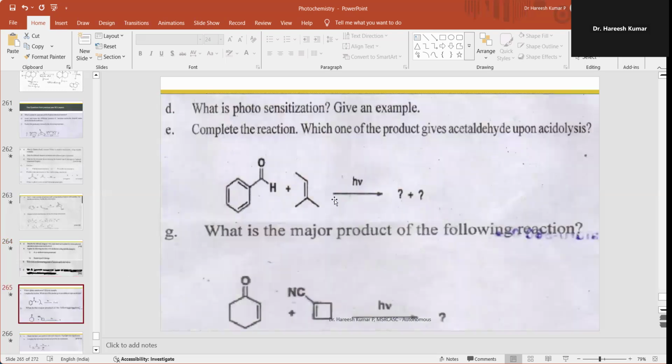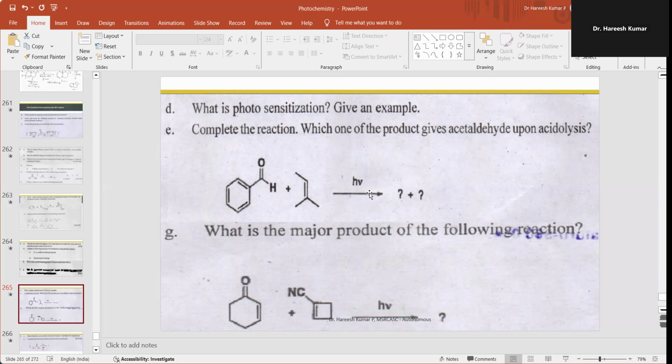Then I will go to the next slide. The next slide, photosensitization. It's a repetitive question. Photosensitizers are used because olefins do not undergo intersystem crossing. That means olefins do not form a triplet on direct irradiation. Then photosensitizers are used, and the photosensitizers donate the energy to the olefin. Then the olefin will go to the triplet state. This process is called photosensitization. Then complete the reaction. Which of the products is the target?